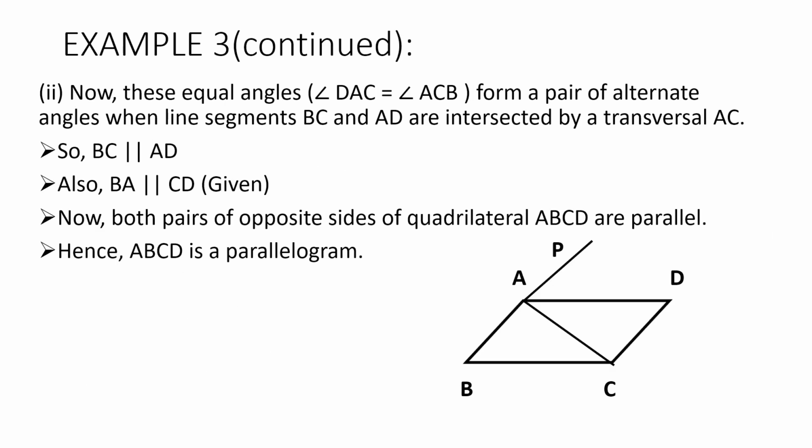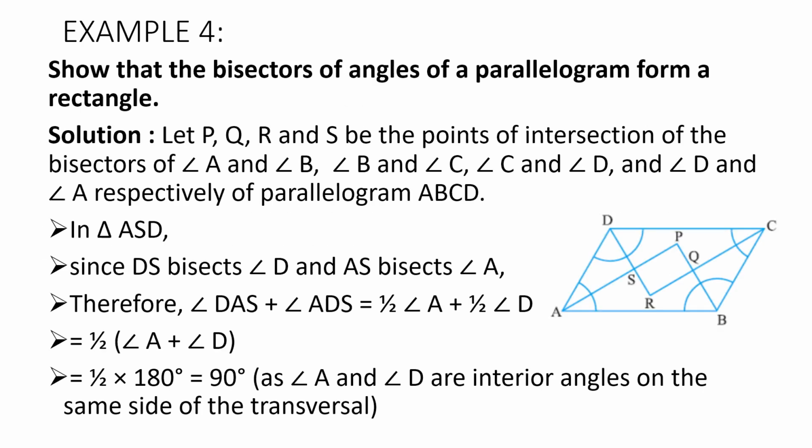Now we want to prove that ABCD is a parallelogram. We have already proved angle DAC is equal to angle ACB and they form an alternate pair of angles where line segments BC and AD are intersected by a transversal AC. Now we have the result that if alternate angles are equal, then the lines are parallel. So BC is parallel to AD. Also BA is parallel to CD. This is given to us. So now both pairs of opposite sides of quadrilateral ABCD are parallel. Hence ABCD is a parallelogram.